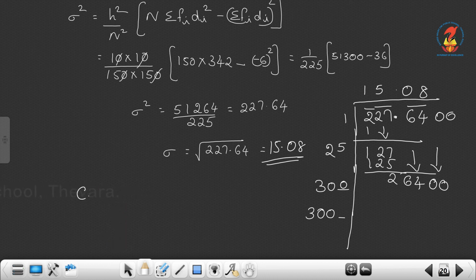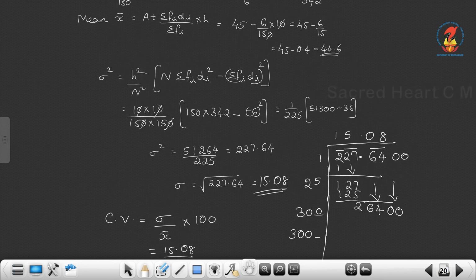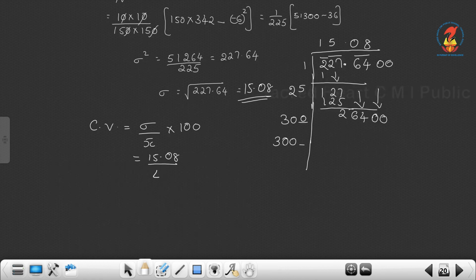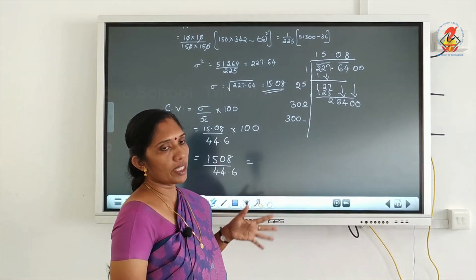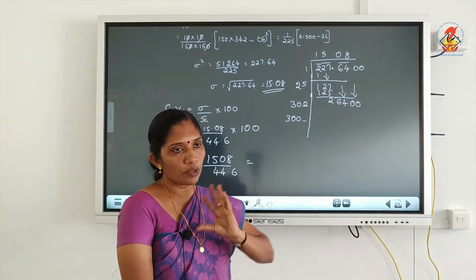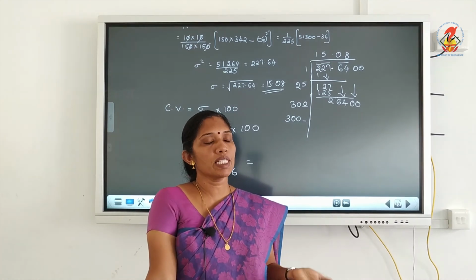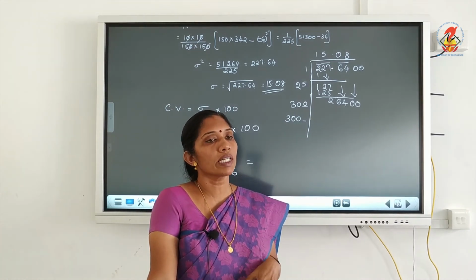Then you calculate CV. CV is equal to sigma by x bar into 100. So this 15.08 by x bar, which is some decimal value, 44 point something, 44.6, into 100. So calculate this value. Then you can stop for group A. Now you have to do the same thing for group B. Then you compare CV. So CV more means more variable. CV less means more consistent.